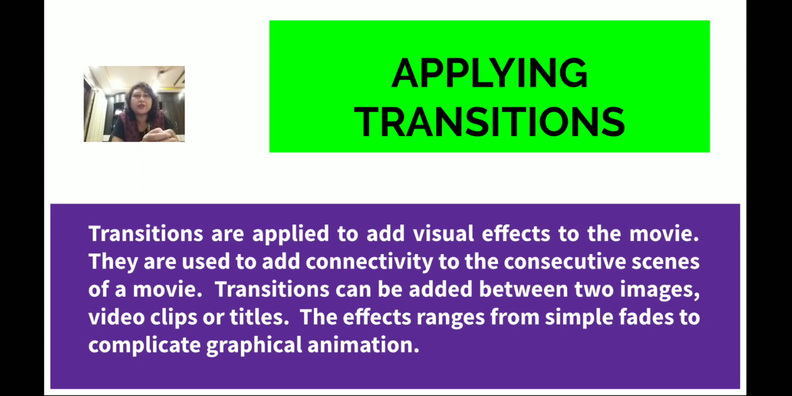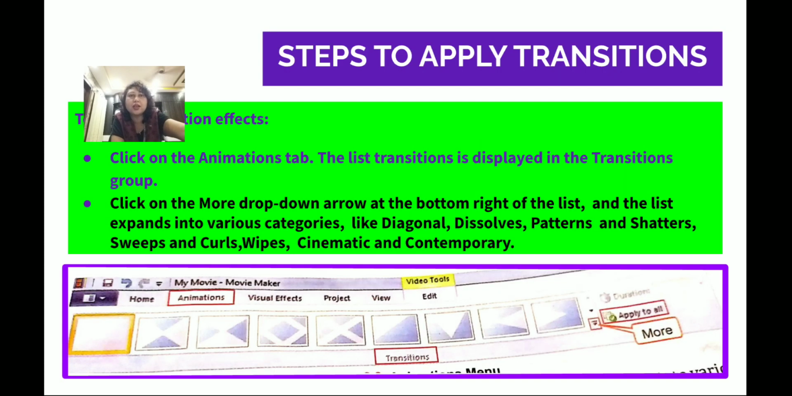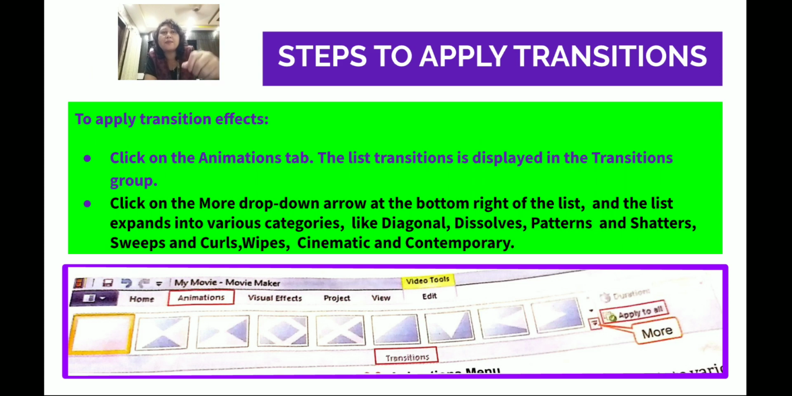So what are actually transitions? Transitions are applied to add visual effects to the movie. They are actually used to add connectivity between two consecutive scenes of a movie. Transitions can be added between images, video clips, or to titles, and effects can range from simple fade to complete graphical animations. And we have learned about the different steps to apply the transition.